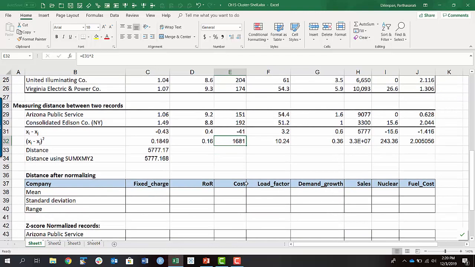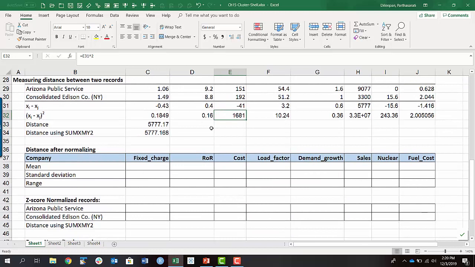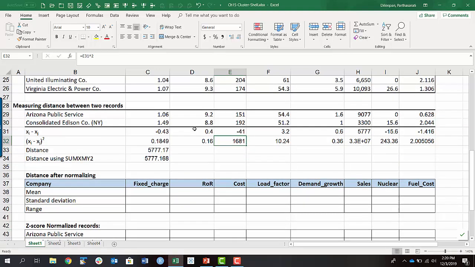And therefore, we have to normalize them so they will all be brought back to the same scale, and then you find the distance. Okay, so you normalize. So in clustering, you must always normalize your interval variables and then only apply the clustering methodology.